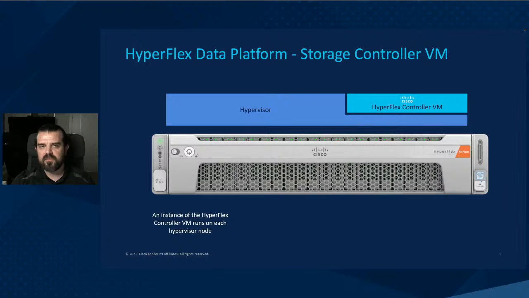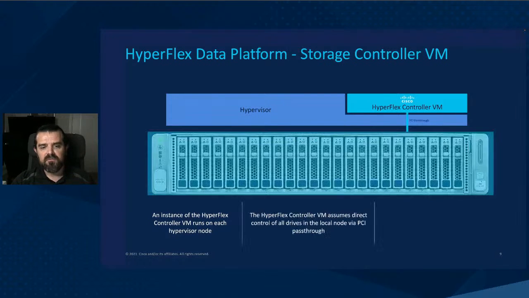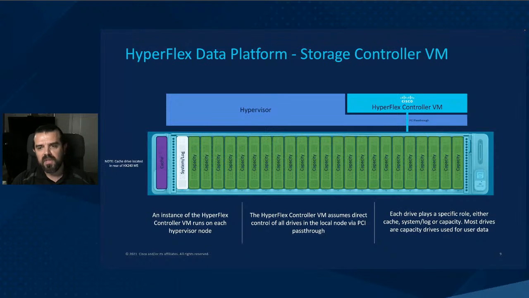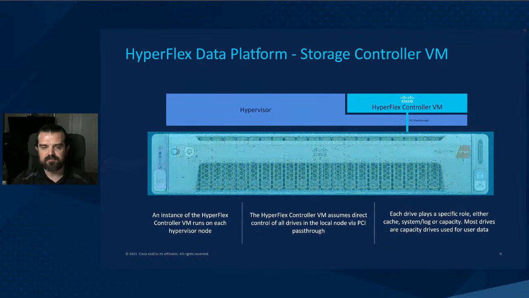And these are the HyperFlex components. We have the hardware server, the hypervisor, and the HyperFlex controller VM. We also have a PCI pass-through path between the controller VM and the drives. And we have different drive types. We have the system and log drive just for HyperFlex controller storage tasks. We have the cache drive, the capacity drives, and also, though we are not seeing it here, operating system drives inside the server.